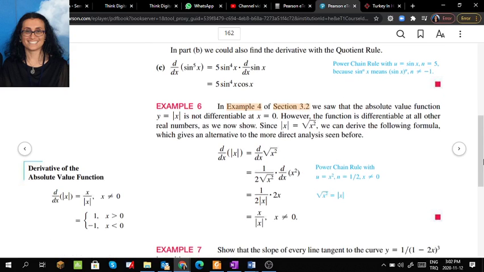In example 6, we have an extraordinary situation. Example 6 is a nice example because for the first time we are going to learn how to take the derivative of the absolute value of x. For this, let's remember what absolute value of x is. Absolute value of x is the square root of x squared, right? So in other words, taking the derivative of absolute value of x is the same as taking the derivative of the square root of x squared.